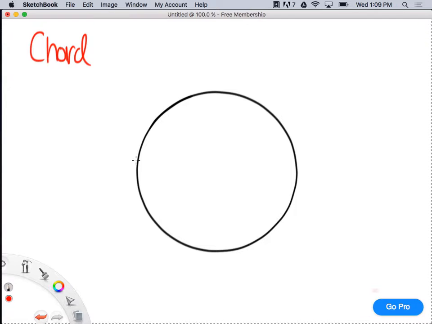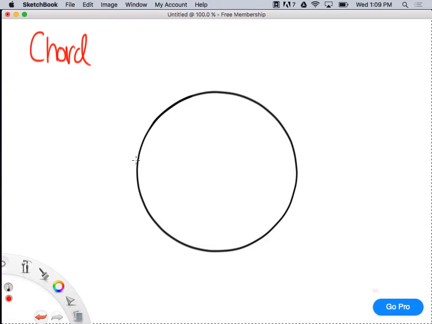The endpoints lie on the circle. You see that? If I make this go a little bit out like this, no longer a chord. If I go like this, no longer a chord. But if the endpoints lie on the circle, then there you go. It's a chord. Does that make sense?